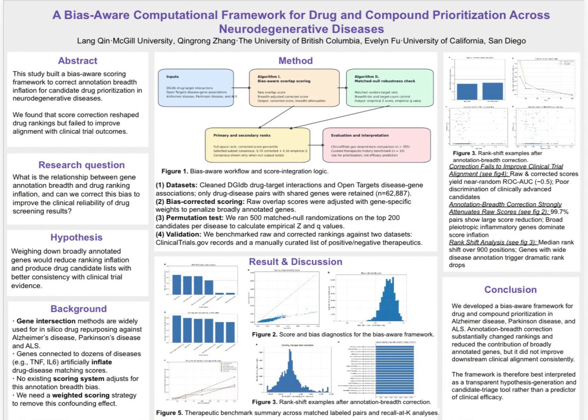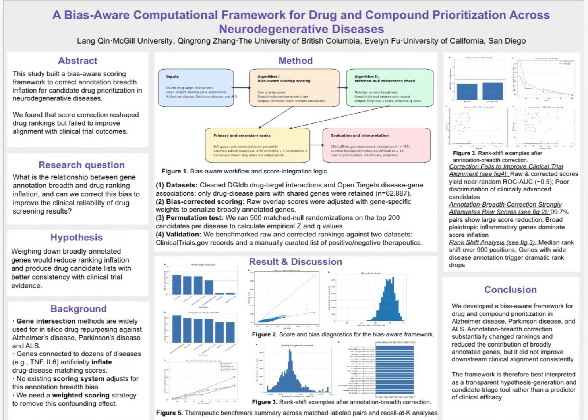We further validated performance on our curated therapeutic benchmark in Figure 5. Surprisingly, the original uncorrected raw score outperformed our bias-corrected score in ROC-AUC and average precision. Even candidates rated highly by the bias-adjusted framework still include compounds that failed late-stage clinical trials.